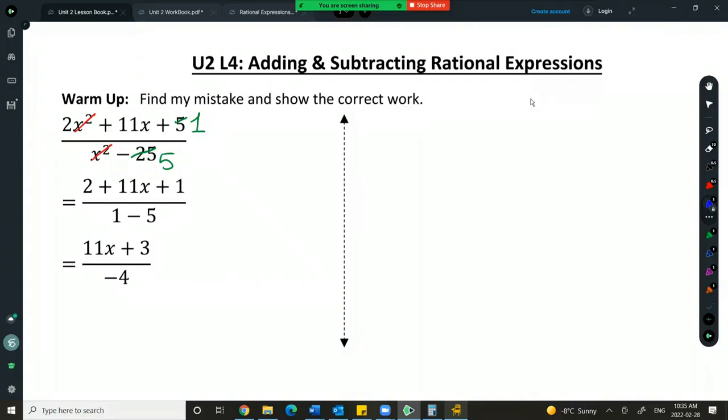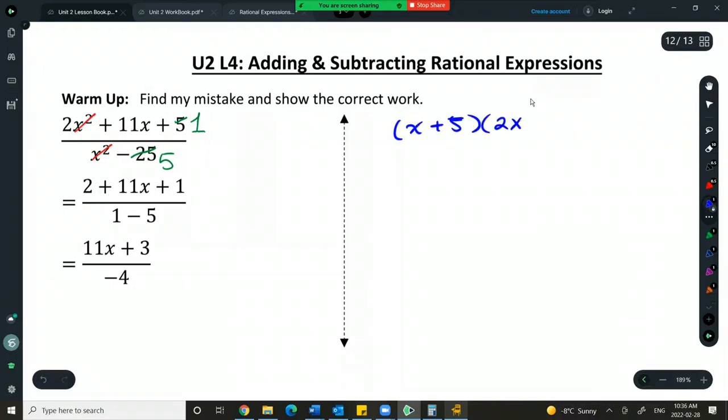So I'm canceling or reducing when I have pluses and minuses in between things. I do not want to do that. What is the proper route? Charlotte? Okay, so what did you get? x plus 5 and 2x plus 1. Good. So hard trinomial factoring on top there. You were looking for two things that multiplied to 10 and added to 11. That would be 10 and 1. Split the middle term, do groups, and so on.